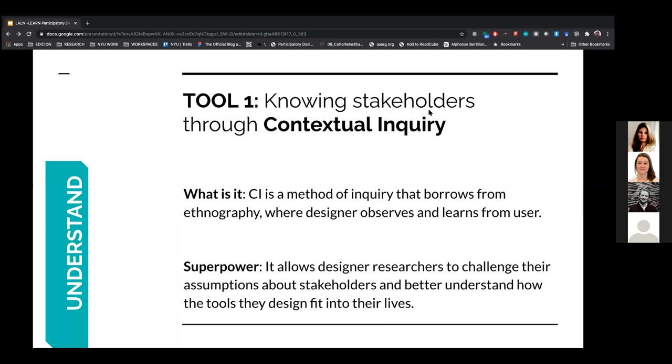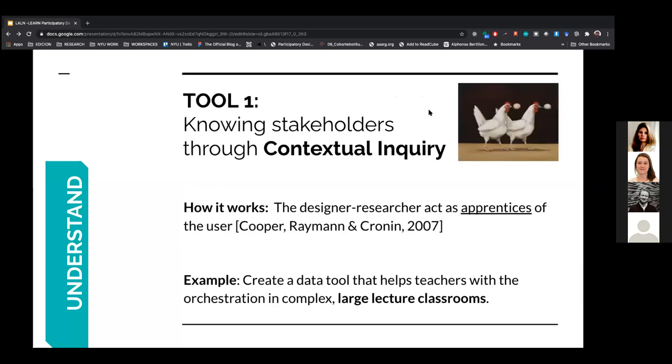And here's an important thing, even though it's used a lot, sometimes we learning analytics researchers describe things that are not contextual inquiry as contextual inquiry. Doing user interviews is a way of bringing in information, but it's not really contextual inquiry, because the essence of contextual inquiry is that we are actually looking at users in their context. The designer researcher will act like the apprentice of the user. We will follow them around and look at their practices and routines and try to see where our tools or innovations can fit within their lives.